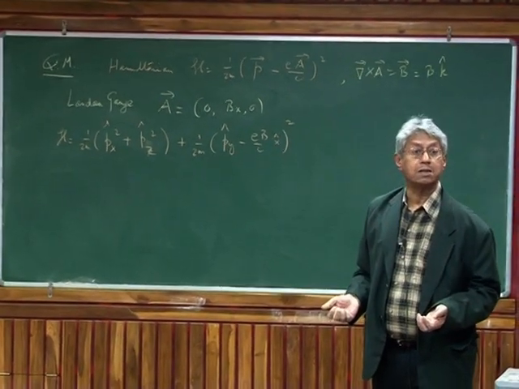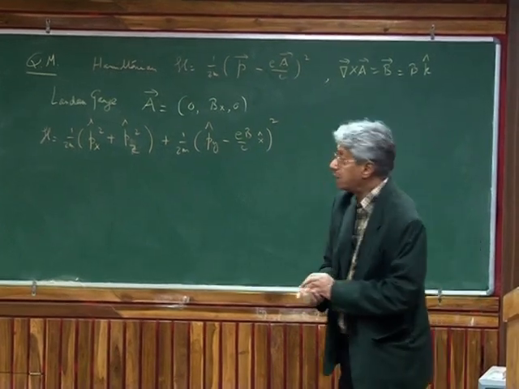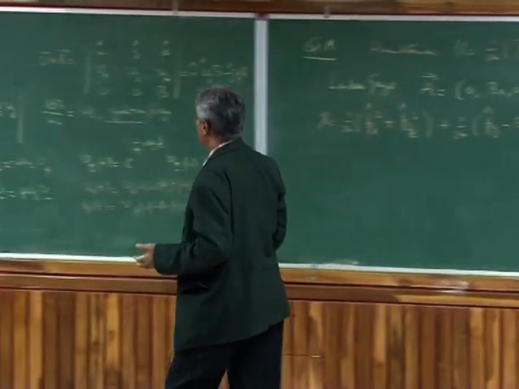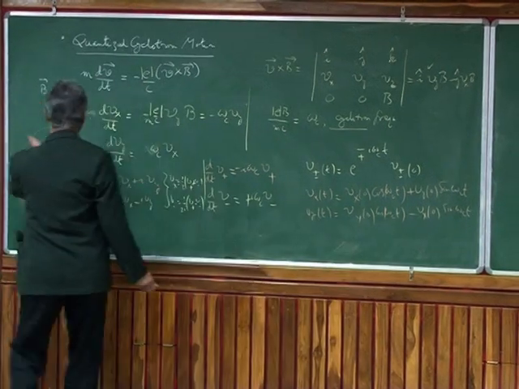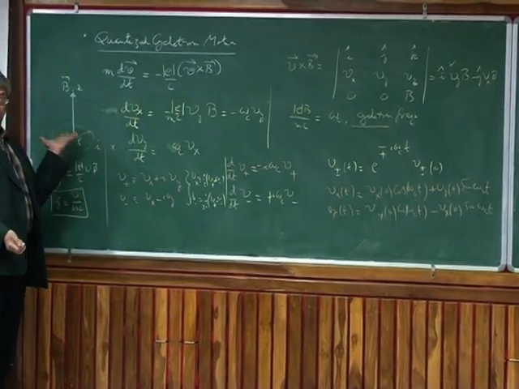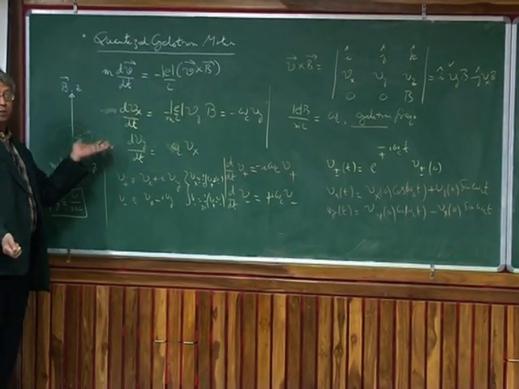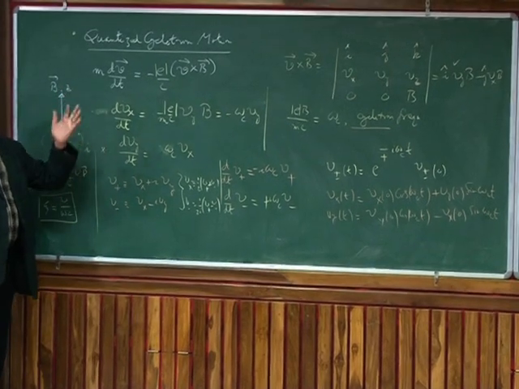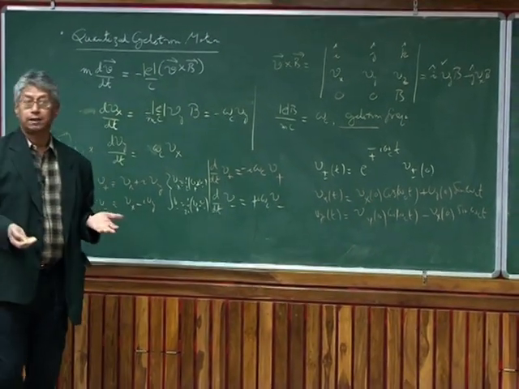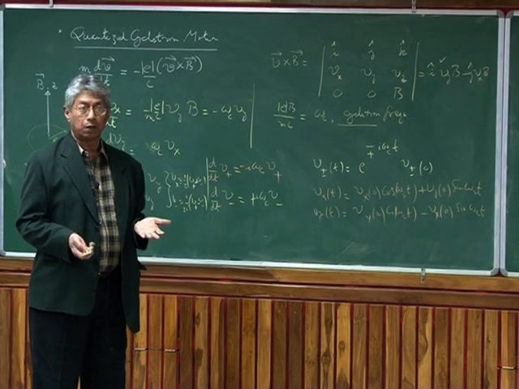So, Pz is a constant of motion, which is physically clear because the Lorentz force says that there is no force along the Z axis. The force is only in the xy plane. If there is no force in the Z axis, the motion is exactly like that of a free particle.